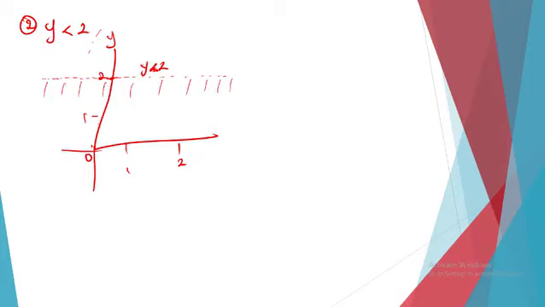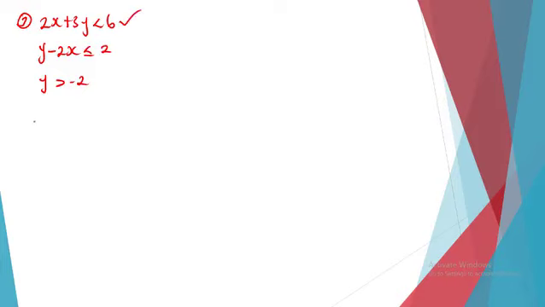Anything that is less than 2 should be between 1.9, 1 and 0 and minus whatever. So if you are talking of less than, it should be down here. Then if you're dealing with greater than, then it should be above 2. Do we understand?